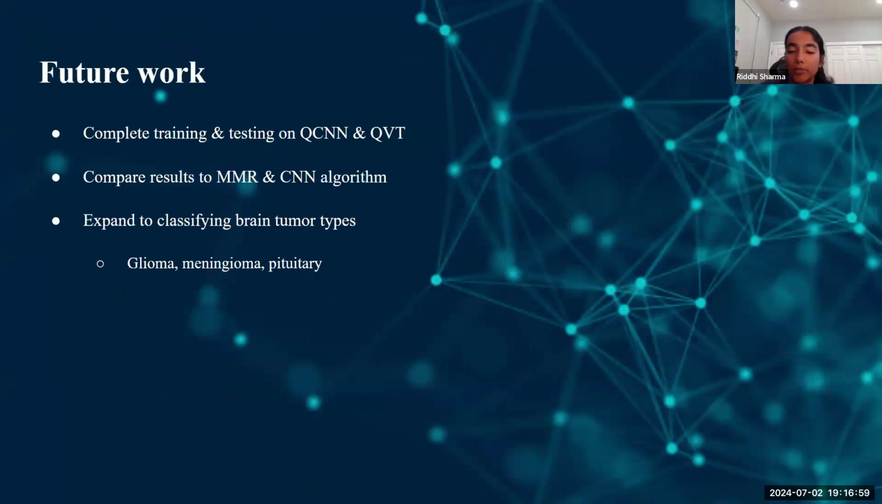Our next steps include completing the training and testing for the QCNN and QVT algorithms to compare these results to the CNN algorithm and MMRA algorithms to see if there's any noticeable advantage in terms of speed or accuracy. Finally, future possibilities to expand this project down the line would be to classify the types of brain tumors rather than simply detecting them, affecting the action speed for the doctor to initiate effective instruction at an early stage.